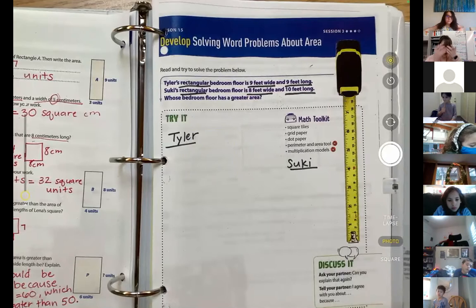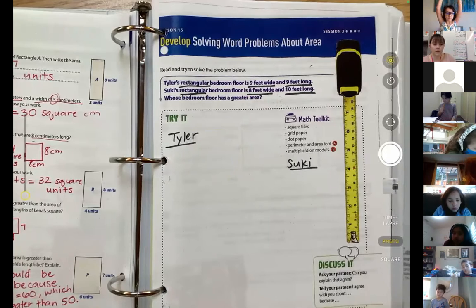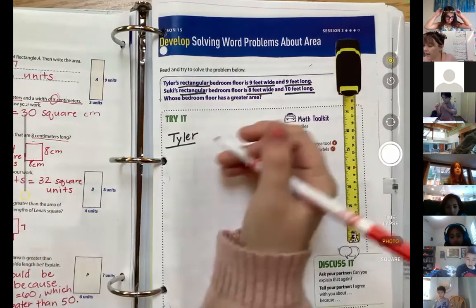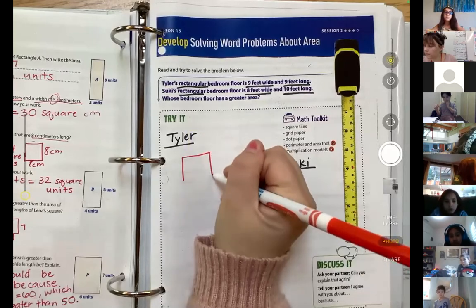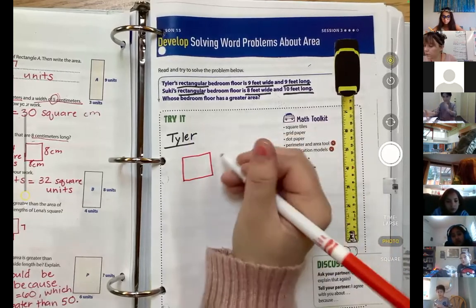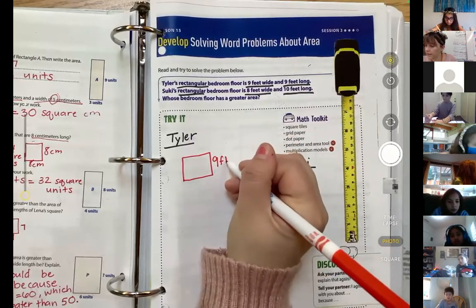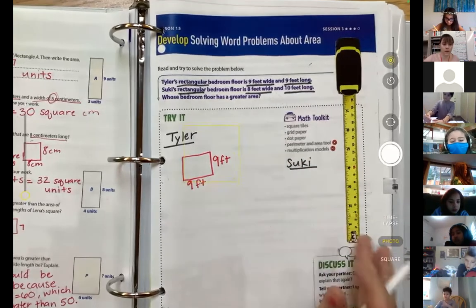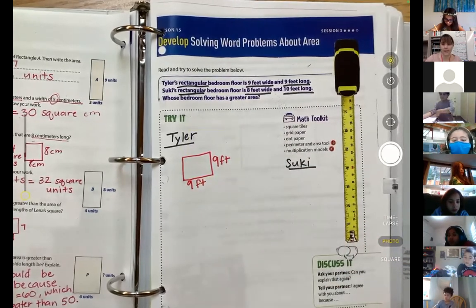Okay, all right. I think I see some friends struggling a little bit. The two answers I've gotten aren't quite right. So let's go through this. I'm going to start with Tyler's bedroom. I know that Tyler's bedroom is 9 feet wide and 9 feet long. So I've got 9 and 9.